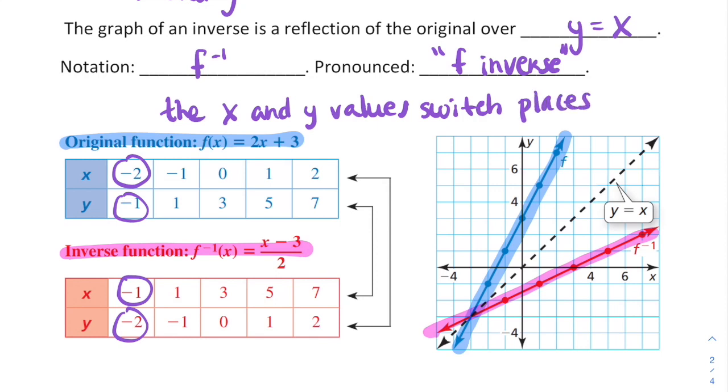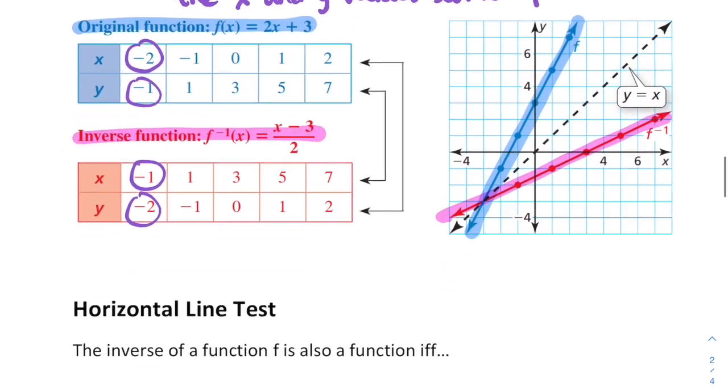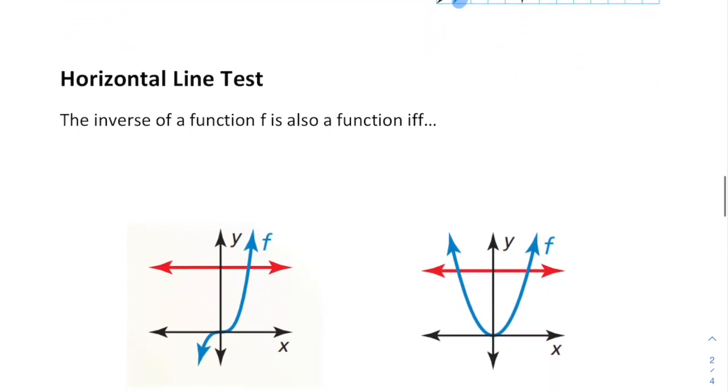Okay. There is another thing that we talk about when we talk about inverse functions, and that is, is the inverse also a function? So we're starting with a function for our original equation, and what we want to know is, when we take the inverse, is it also a function? And there's a very simple test to decide if it is or not. It's called the horizontal line test. And the horizontal line test says that the inverse of a function f is also a function itself if and only if. That's the abbreviation for if and only if.